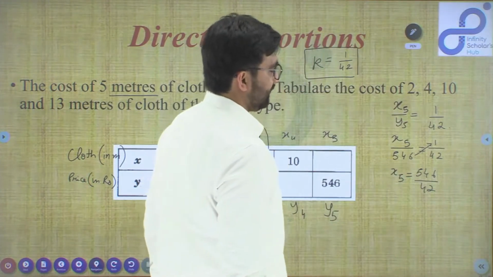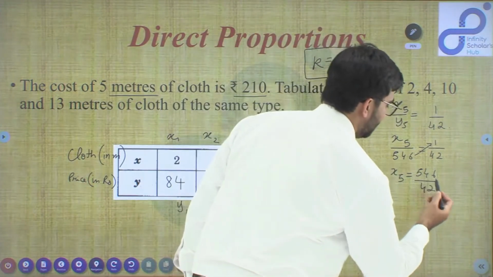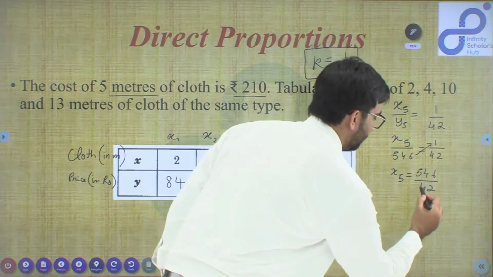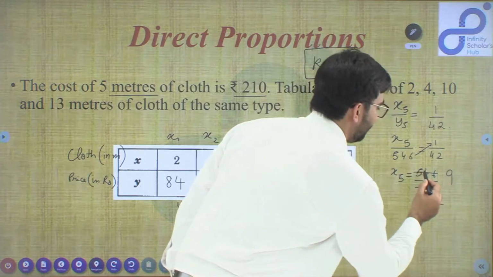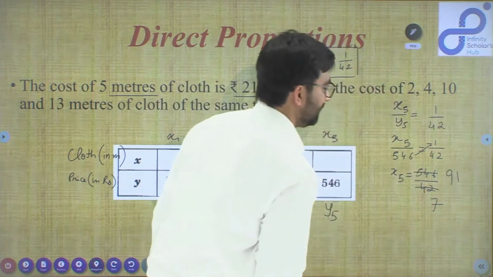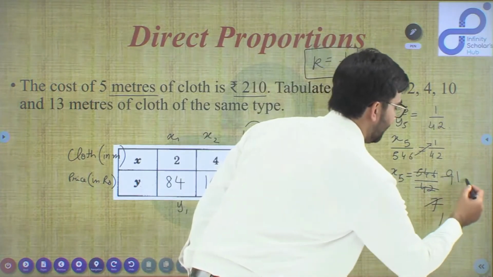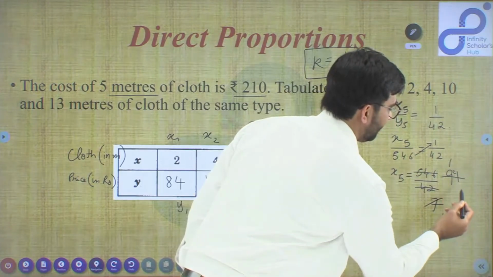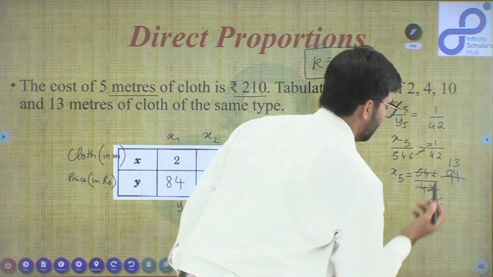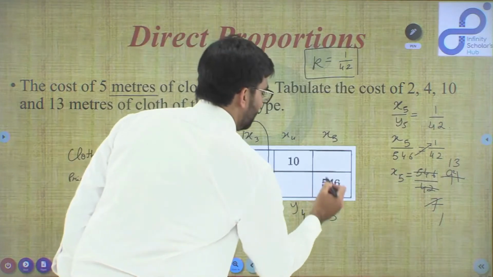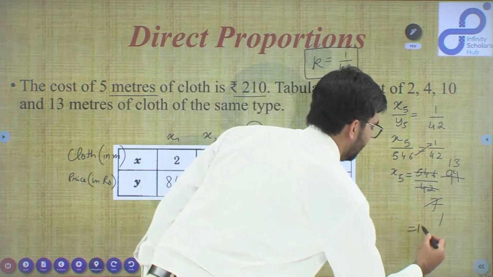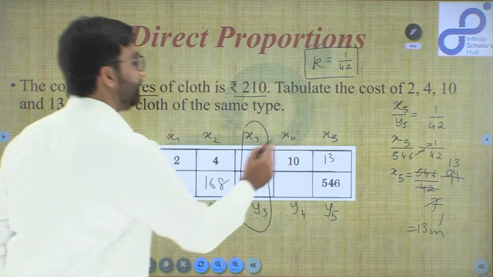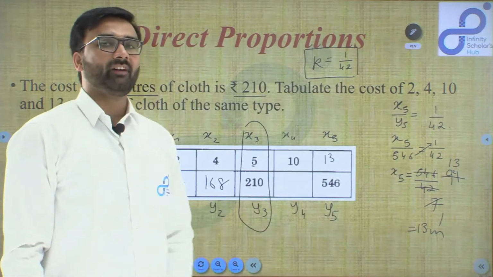So I guess let's divide it by 6. It will go with 6. So 6 7s are 42 and 6 9s are 54 and 6 1s are 6. And this will be 7 1s are 7, 7 1s are 7, 2 will be remaining. So 7 3s are 21. So it will be 13. So this is equal to 13 meters. So if I buy 13 meters of cloth, I will have to pay 546 rupees.